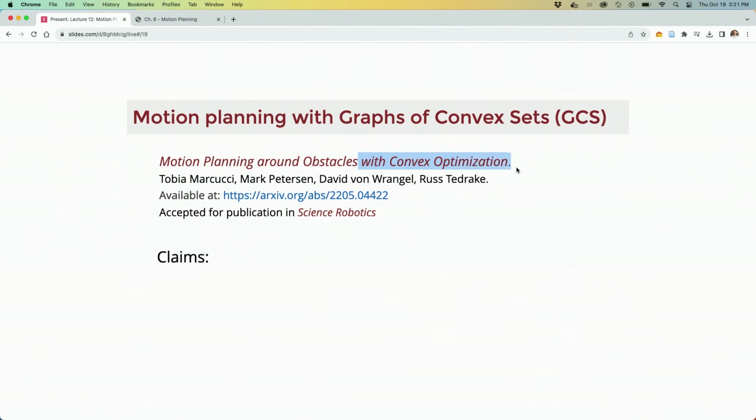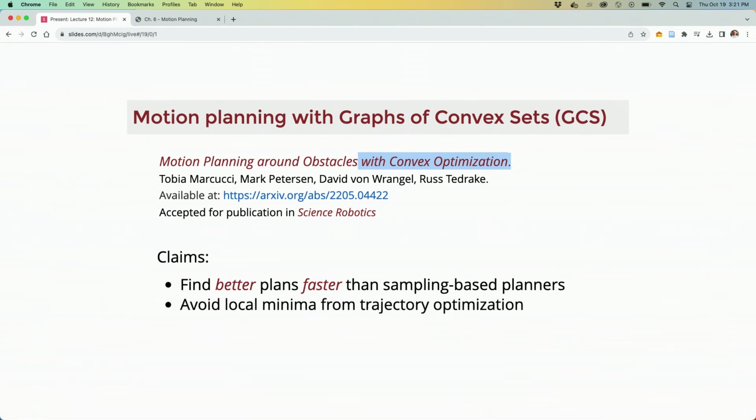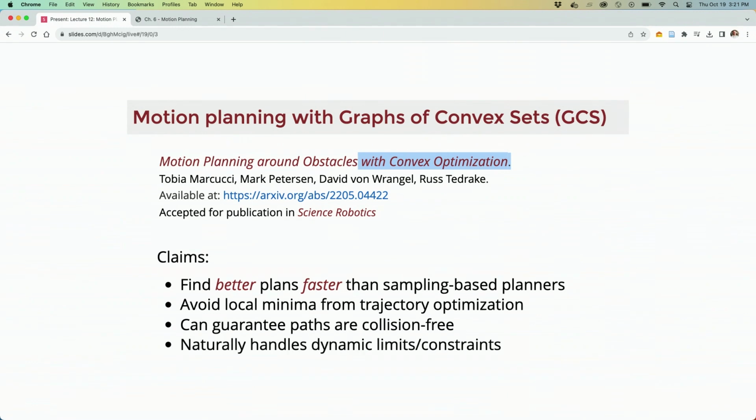Now you've heard me talk about this enough, and when you think about the non-convex landscapes in motion planning with obstacles, and you hear convex optimization, that title is supposed to be surprising. You shouldn't expect convex optimization to be able to solve these really non-convex problems. But we're hoping that we now have algorithms that can find better plans faster than the sampling-based planners, avoid some of the local minima from trajectory optimization, guarantee that paths are collision-free, handle the dynamic constraints that we want, and hopefully scale to really big problems.